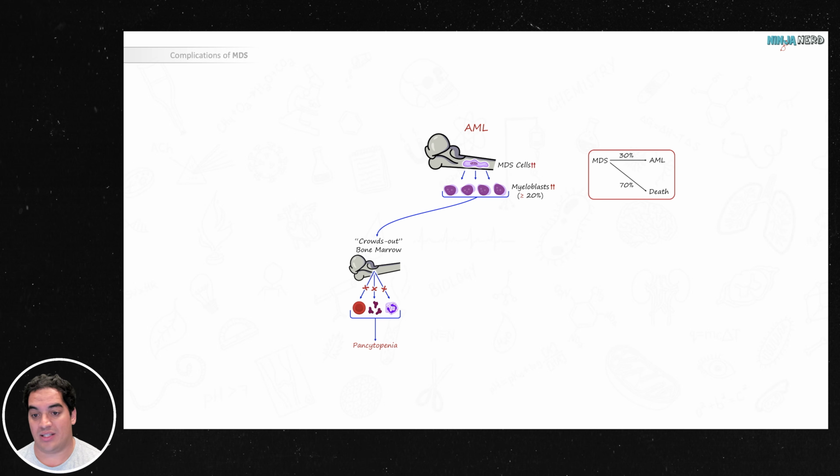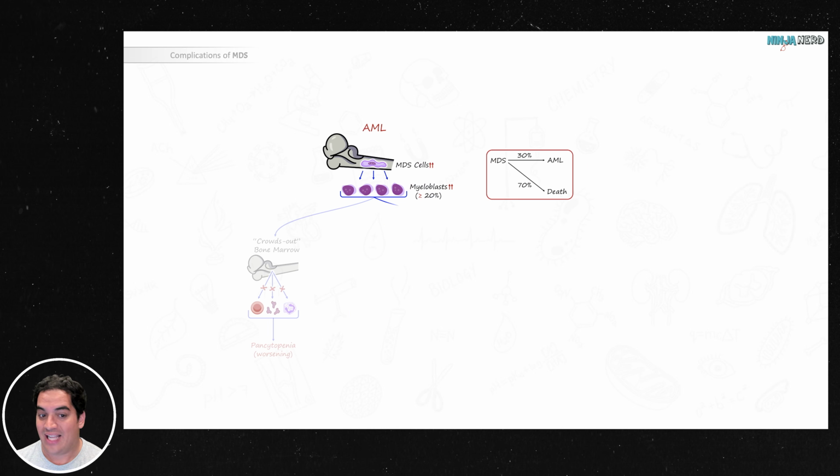Another thing with AML is that they may present with an oncologic emergency. They may develop a blast crisis where enough of these myeloblasts crowd up the blood and they can potentially get leukostasis. Or they can develop tumor lysis syndrome.